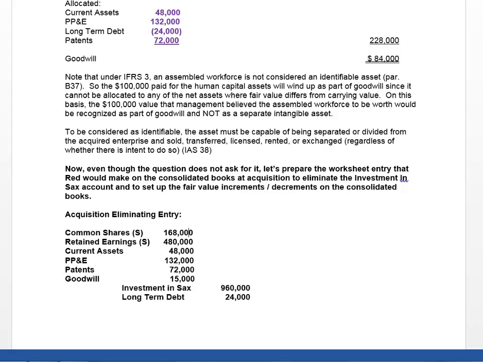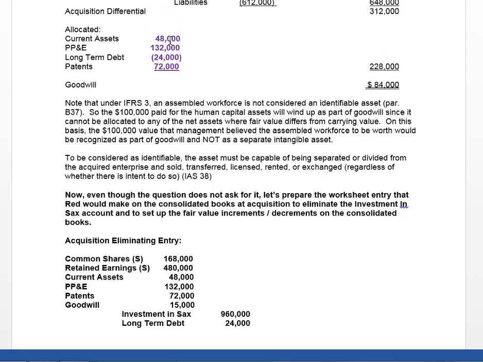Because don't forget, both Red and Saks are carrying their assets and liabilities at carrying value, right? It's only Red that's assessed this incremental value and that you've allocated up here. This incremental value is what's been devised by Red. Now, here's the issue. Under the acquisition method of accounting for business combinations, when you prepare consolidated statements, you include the assets of Red at their carrying value and add to that the fair value of the assets and liabilities of Saks. So you take the carrying value of Red's assets and liabilities, and to that you add the fair value, as seen by Red, of Saks' assets and liabilities.